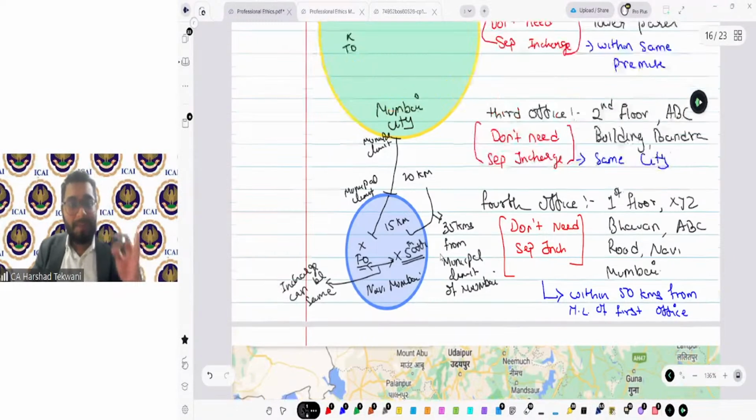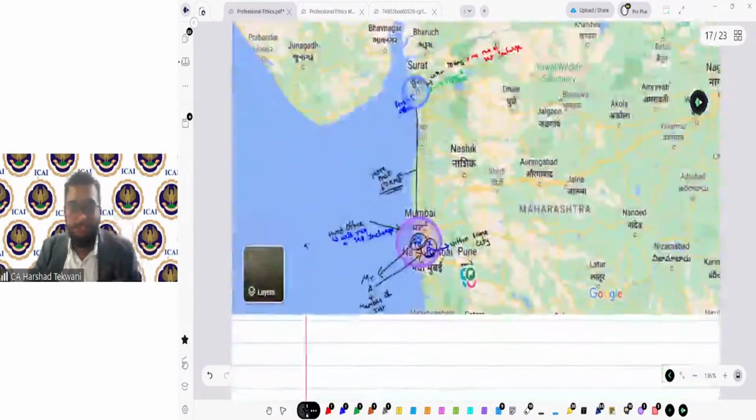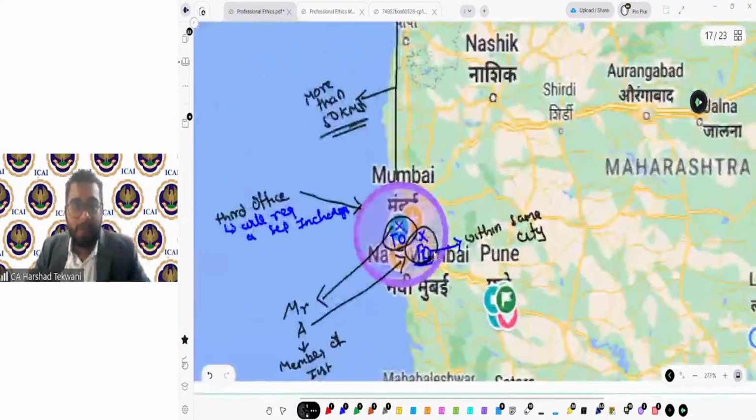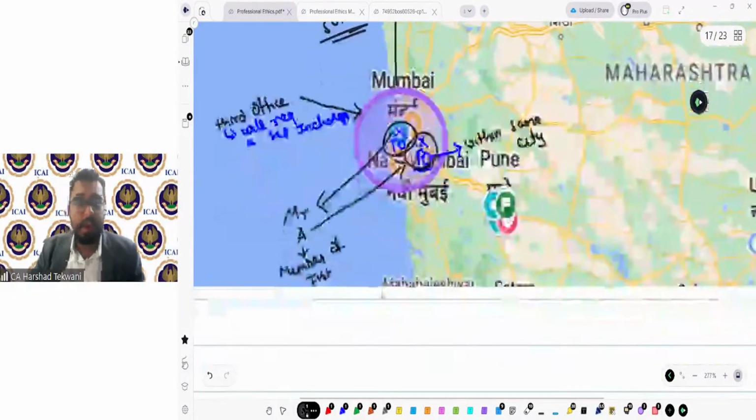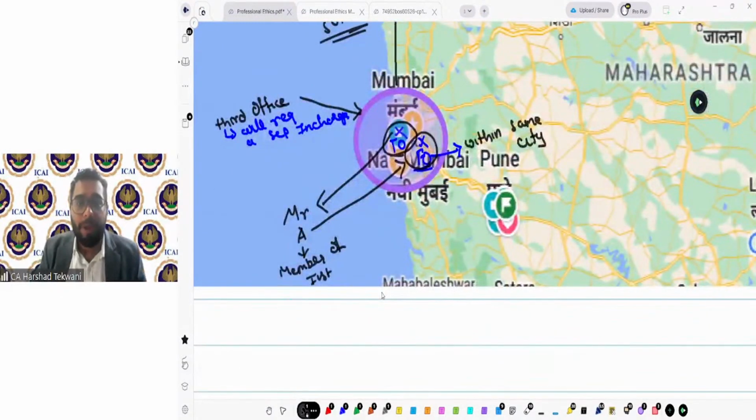So whether Mr. A, who is in charge of the Navi Mumbai office, can also be in charge of another office in the same location. Same way, in this scenario, if Mr. A is in charge of a Mumbai office, then he can be in charge of another Mumbai office also.